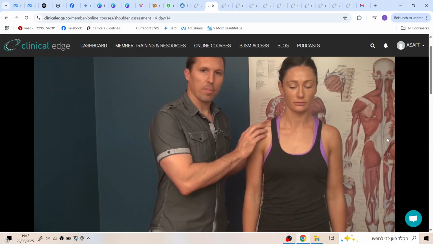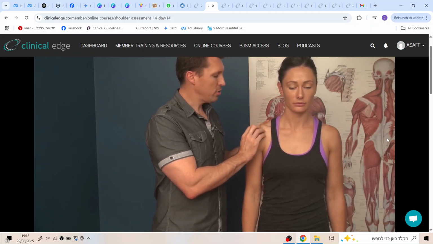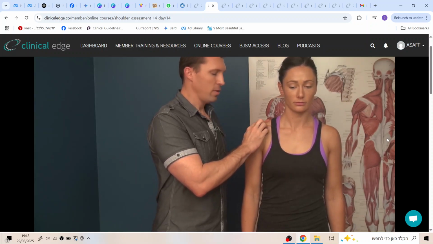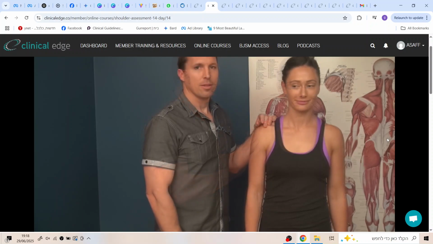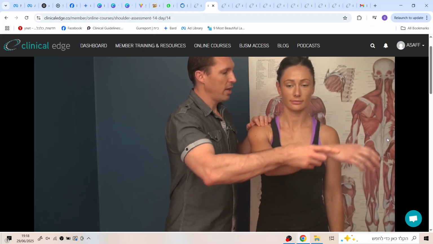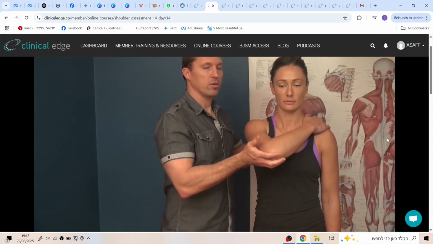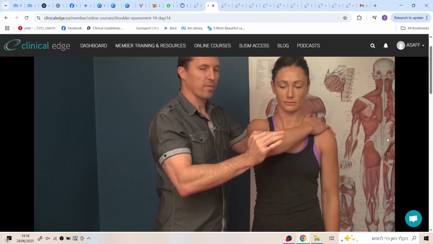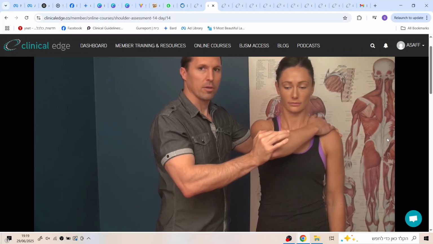You can palpate across the AC joint, check for tenderness around the AC joint, and feel for deformities. The second test that we're going to perform is the crossover sign. We're going to put the hand on the other shoulder, and I'm going to get you to resist as I push towards that side and check for any pain over that acromion.